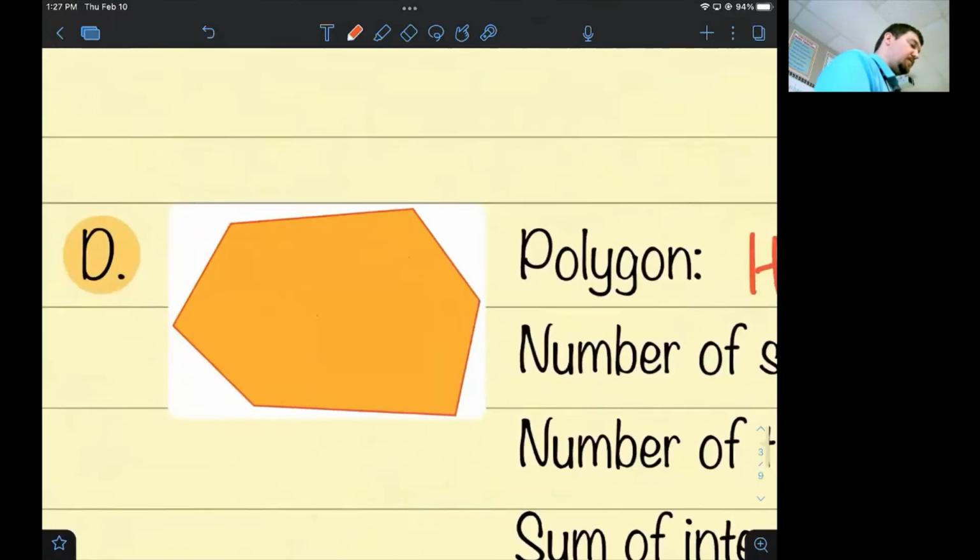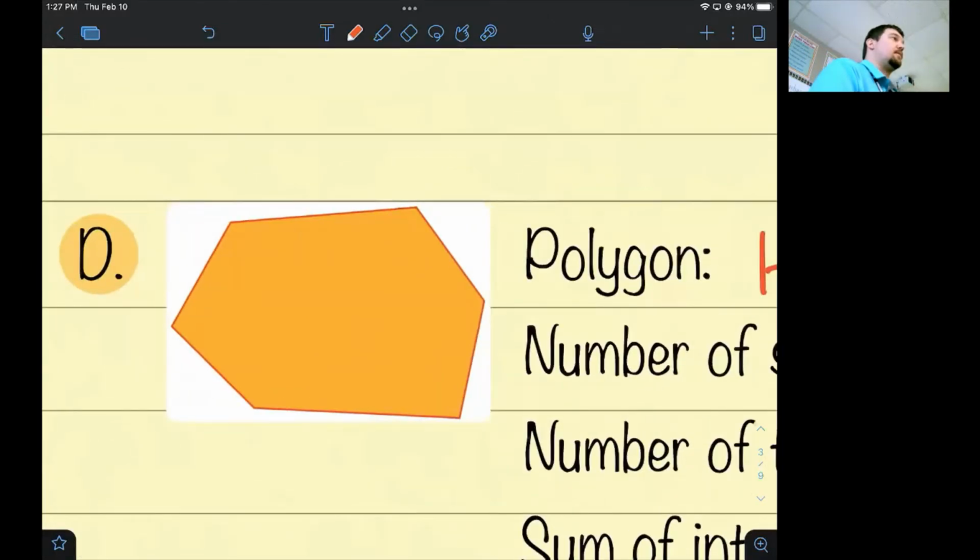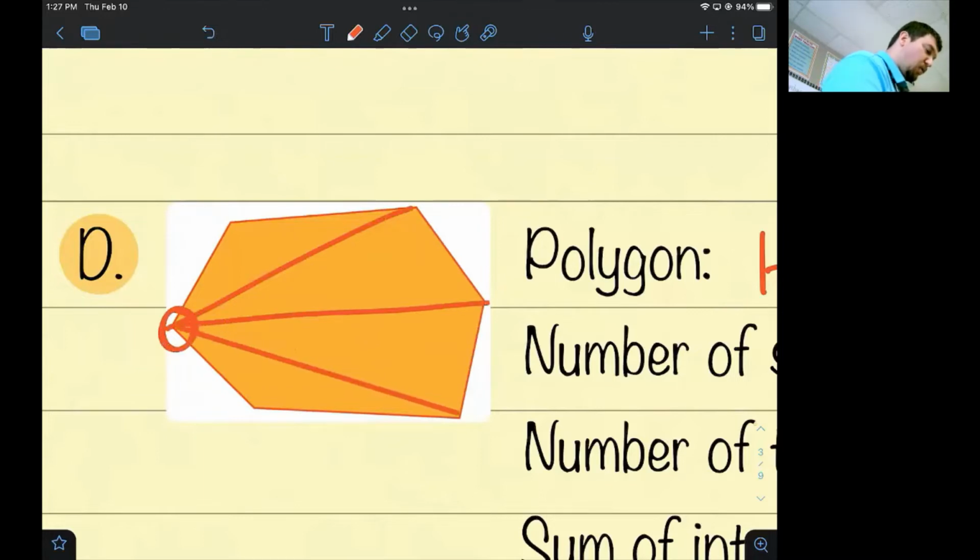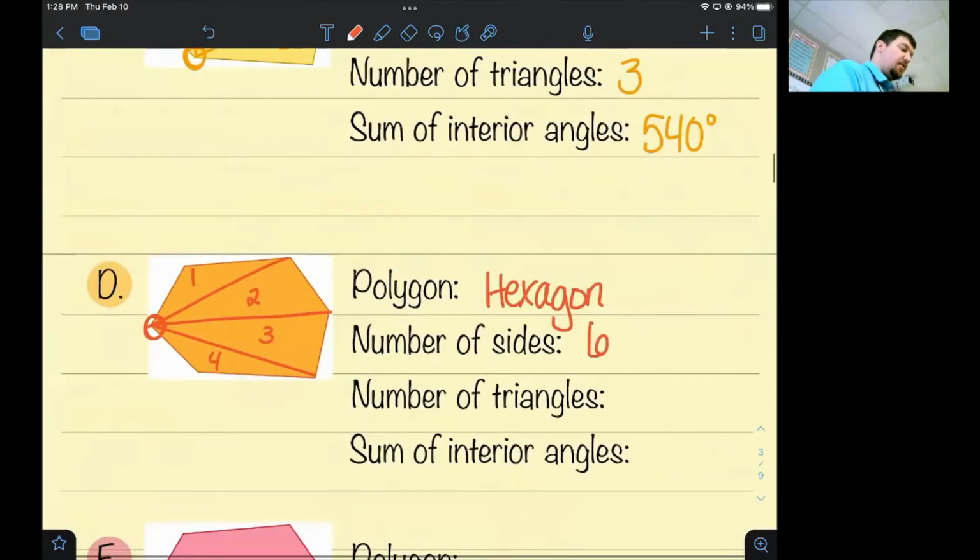Number of triangles. Anyone want to take a guess? One more than the last one? 4, right? So choose one of the vertices. You can draw the lines. You can see that you can actually split this into 4 triangles. 1, 2, 3, 4. Every triangle is 180 degrees. 180 times 4 is?